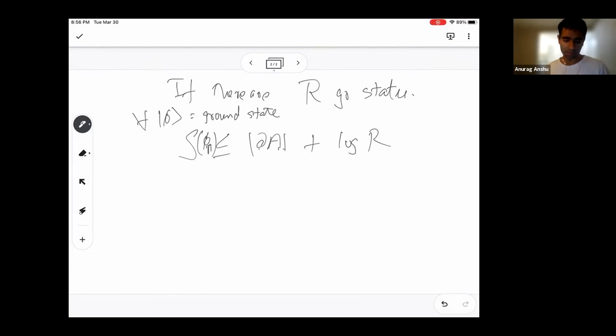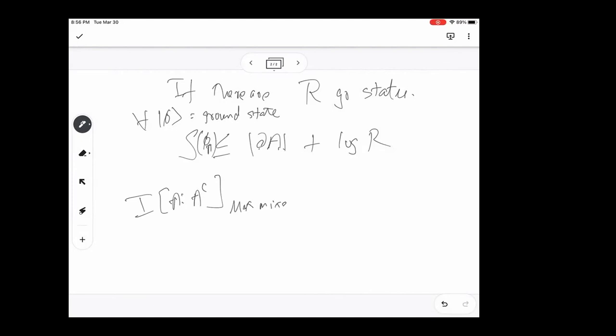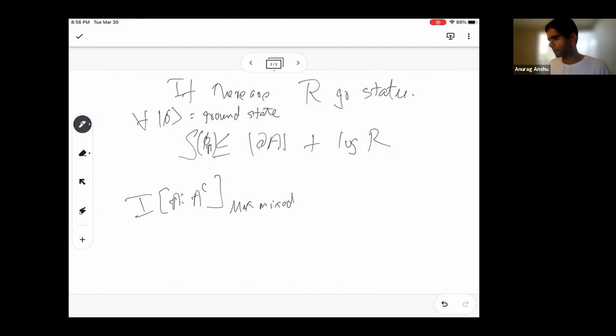I think we talked about this earlier, and there might be some counterexamples there. One would want the information between A and A complement of the maximally mixed state. In the commuting case, of course, this is bounded. But I think there might be some counterexamples even in 1D. I don't remember, but it's not known what happens for the maximally mixed state.